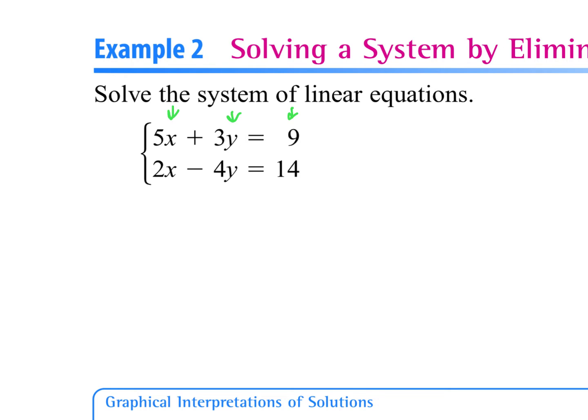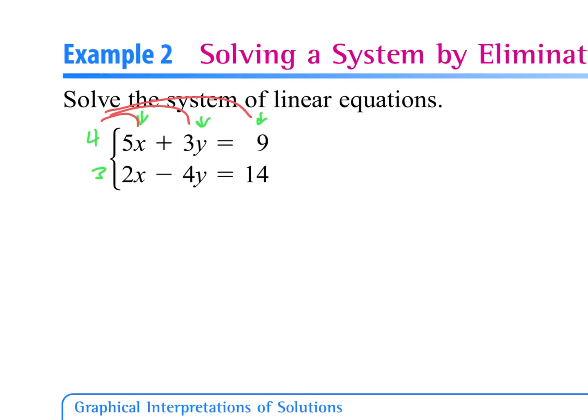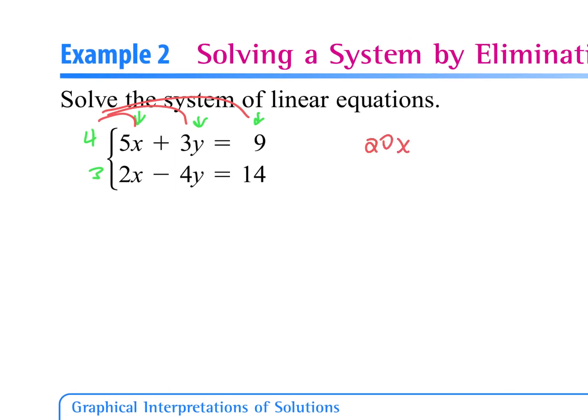And I say, okay, 3 and 4, what would be common between them? I can't make 3 into a 4, I can't make 4 into a 3, so I'm just going to multiply the top equation by 4 and the bottom equation by 3. Now, when we multiply the equation, it's through the entire equation on both sides of the equal sign. So this becomes 20x plus 12y equals 4 times 9 is 36. And then on the bottom here, I have 2 times 3 is 6x minus 12y equals 14 times 3 is 42.